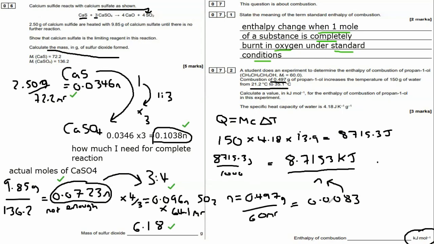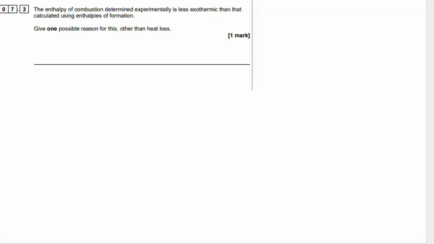Pop that in the calculator. You should get 1050 kilojoules per mole. Now that's going to be exothermic, so there should be a negative symbol on that. Sometimes they'll deduct a mark if you don't put a negative symbol on that. All combustion reactions will be negative.